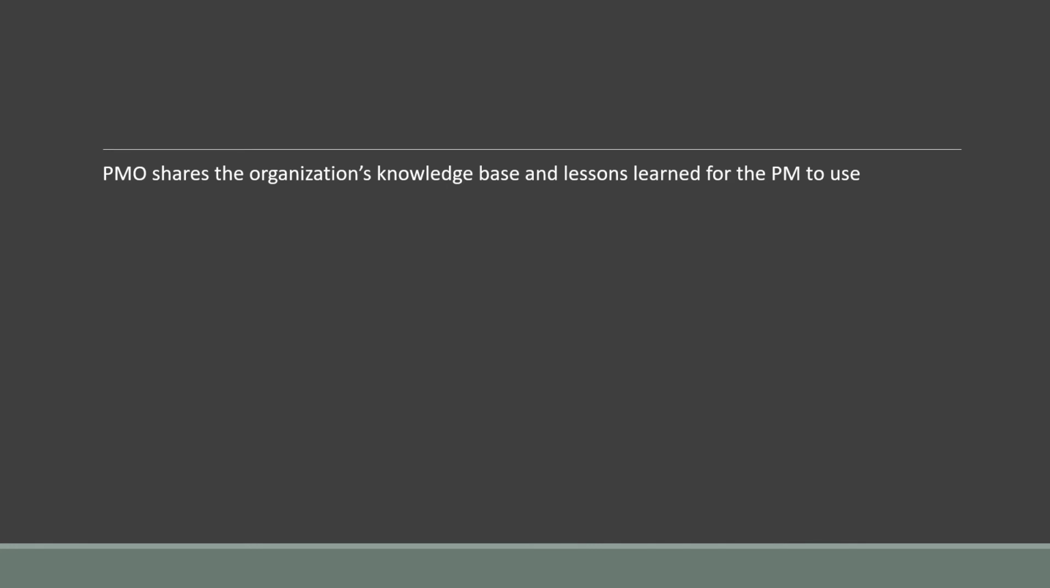The PMO shares the organization's knowledge base and lessons learned for the PM to use. Now, all three PMOs can do this, but the primary function of a supportive PMO is to share the organization's knowledge base. It could be anything. It could be software. It could be a website, an internal website or anything, right? That knowledge base is shared by the supportive PMO with the project manager to ensure that common mistakes are not repeated. And it's the same thing with lessons learned as well, right?